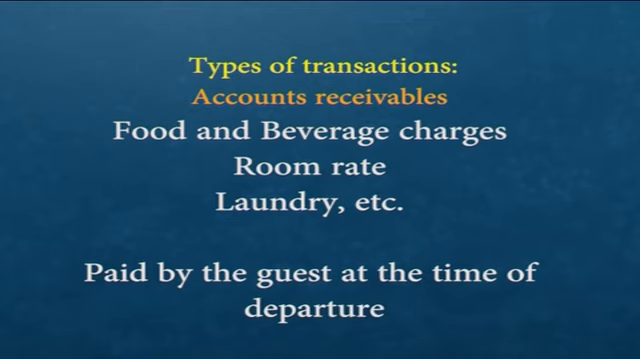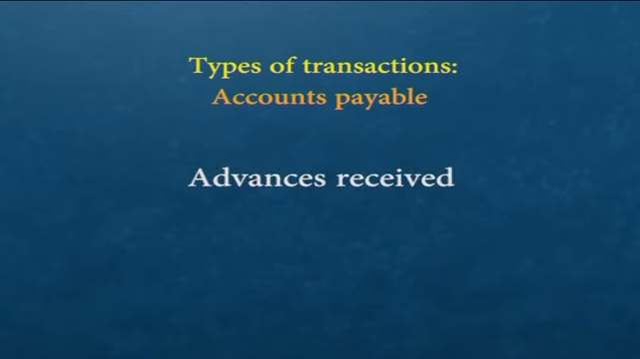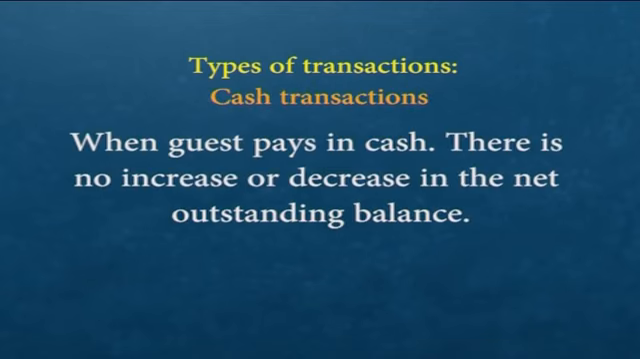Types of transactions. Accounts receivable: food and beverage charges, room rate, laundry, etc. paid by the guest at the time of departure. Accounts payable: advances received, cash transactions. When the guest pays in cash, there is no increase or decrease in the net outstanding balance.